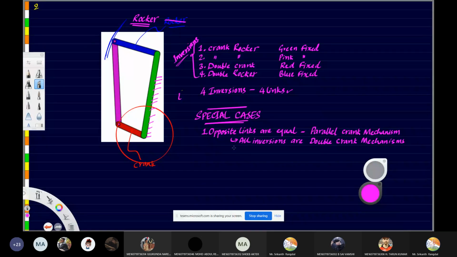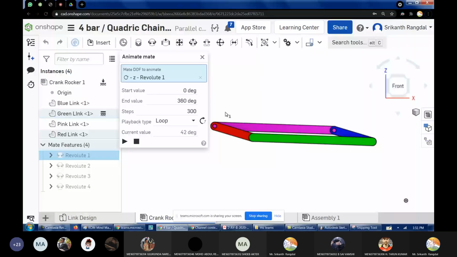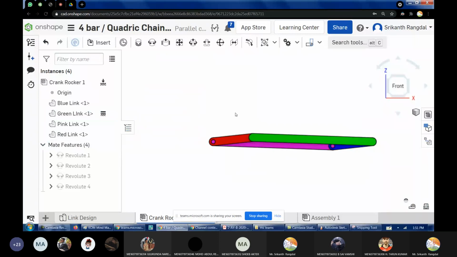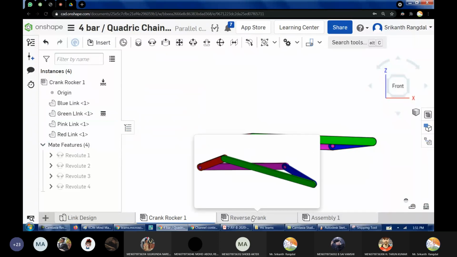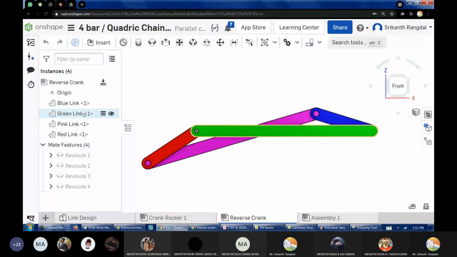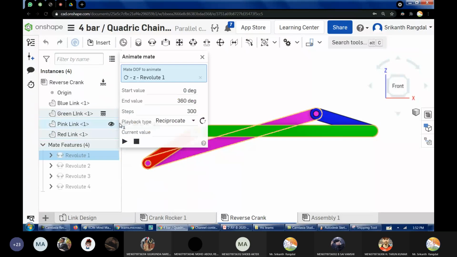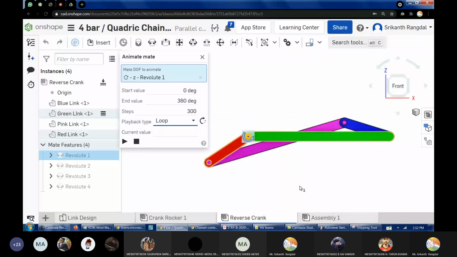And one more thing we can get from this. Let me show you. One more surprise is there with this mechanism. Fine. So let us see this. Okay. So now in this case, you can see the green link is fixed. And let us now see how it animates. Ready? So will it move in this case?